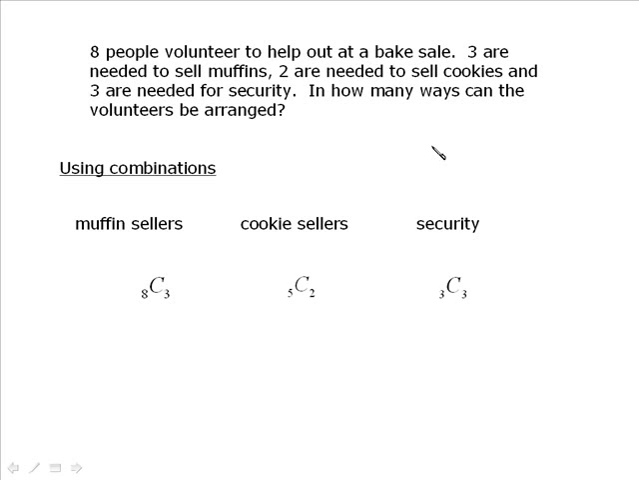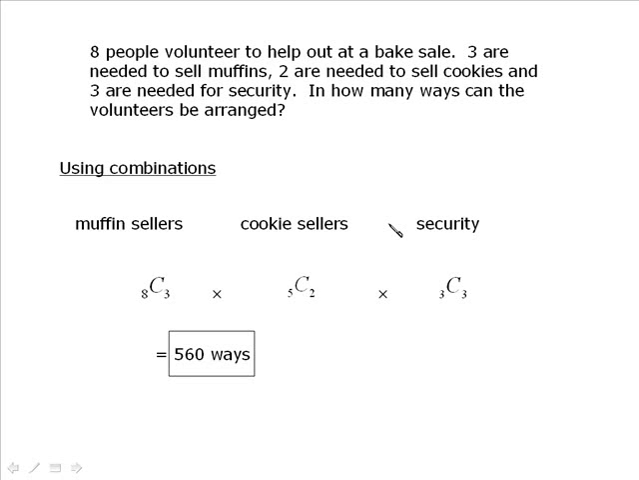And it's important that we are multiplying. This is not an or question. We're not finding muffin sellers or cookie sellers or security. It's and. So the word and is implied, if not outright stated. And that tells us we multiply. And then you just put it into your calculator, and you should get 560 ways. Now, that's a very common way to do the question.